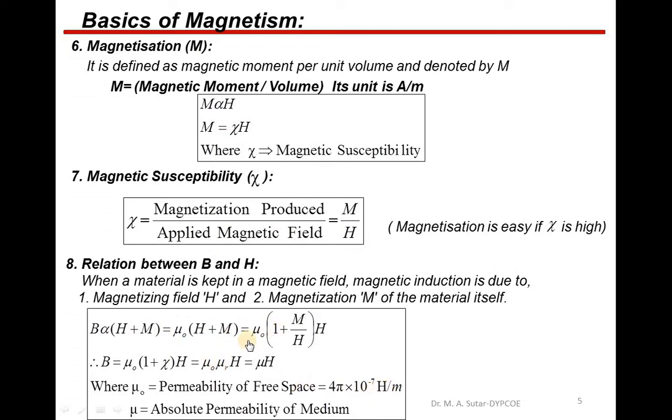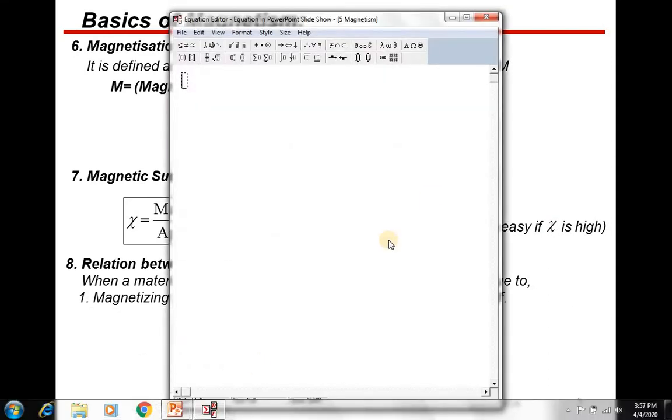Simplifying this equation, you get mu 0 into (1 plus Xi). 1 plus Xi is nothing but mu r, which is known as the relative permeability, and mu 0 into mu r is known as mu, the absolute permeability of the medium.